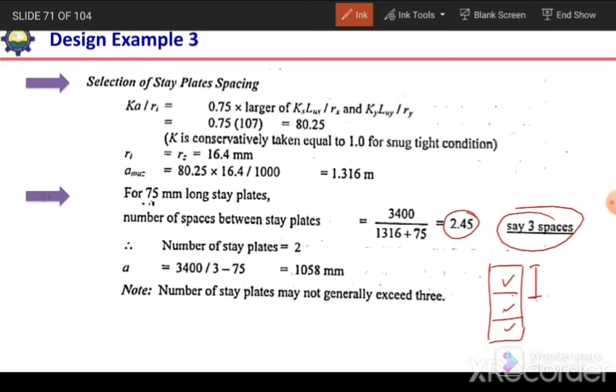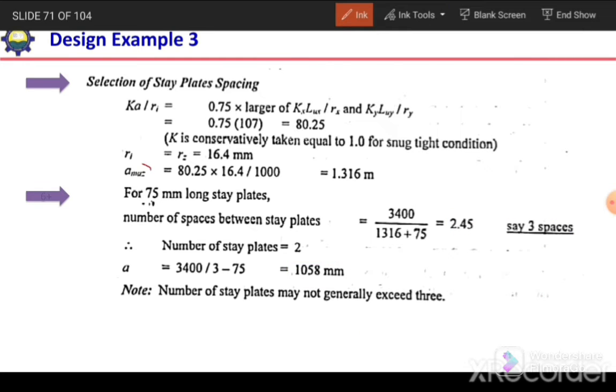Now we can find the clear distance between the stay plates. To find the clear distance, we will subtract the thickness of the stay plate from the center to center spacing of stay plates. The center to center spacing will be 3400 divided by 3, because there are 3 spacings, and if I subtract 75, the width of the stay plate, I get the clear spacing between the stay plates, and it comes out to be 1058 millimeters.